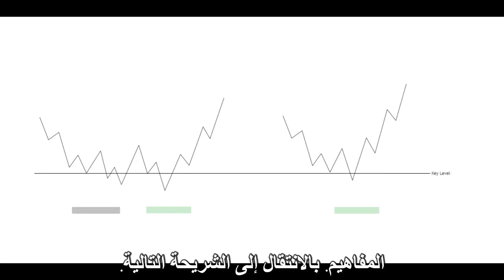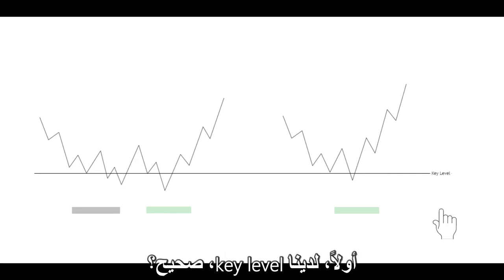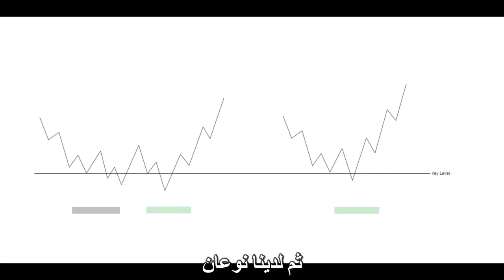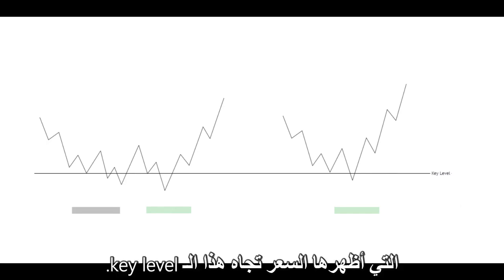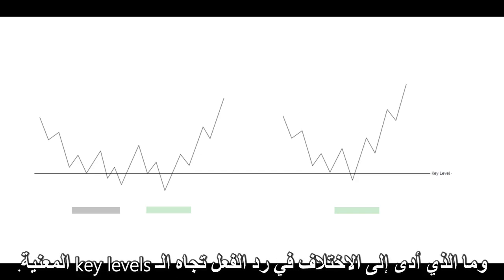So moving on to the next slide. Right here in this graphic, first of all, we've got a key level, right? And then we've got the two different types of reactions that price had towards this key level. We will discuss why both reactions are different from each other and what led to the difference in the reaction to the respective key levels, right?